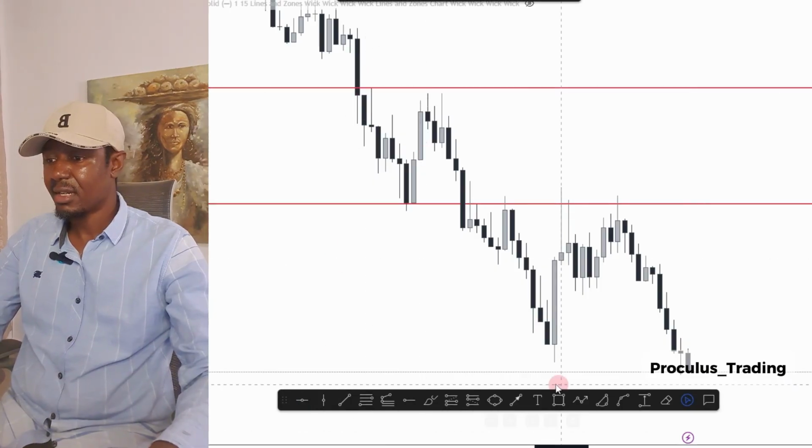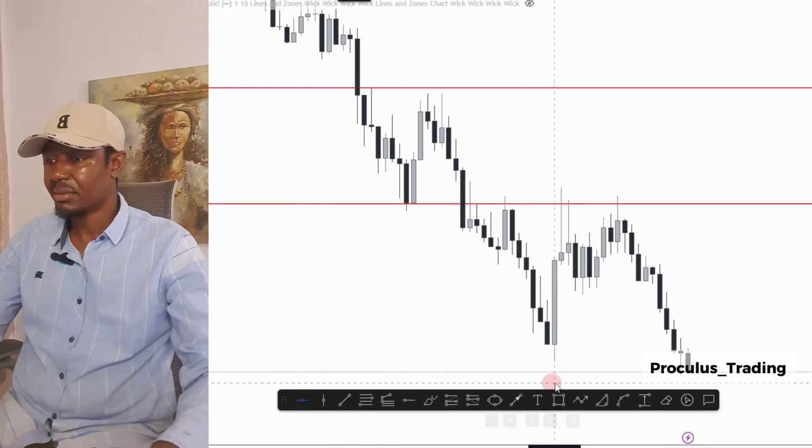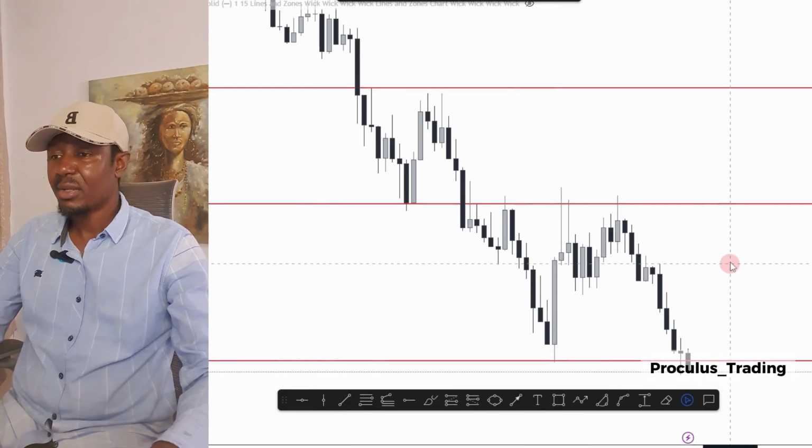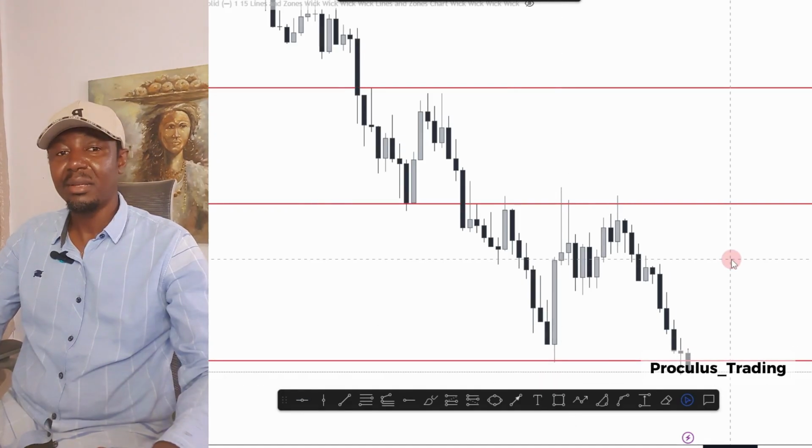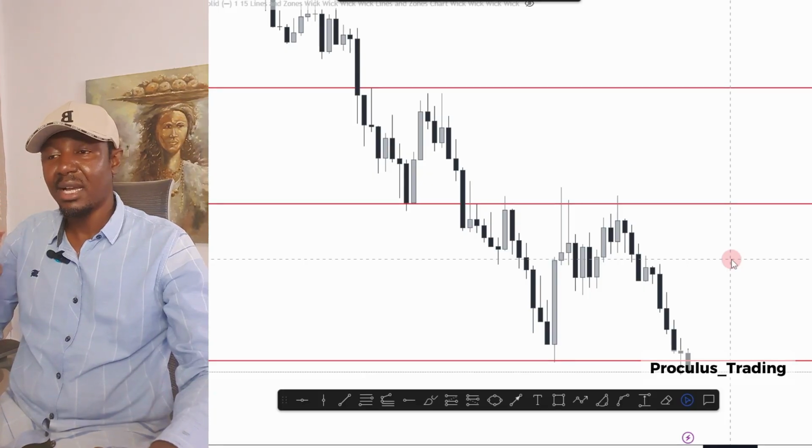I'll put my markings right here also. So what I like to do is to always mark three resistance or support zones at every given point. And then after some time, I start modifying and amplifying it. But I always like to start with three lines every time on the chart.